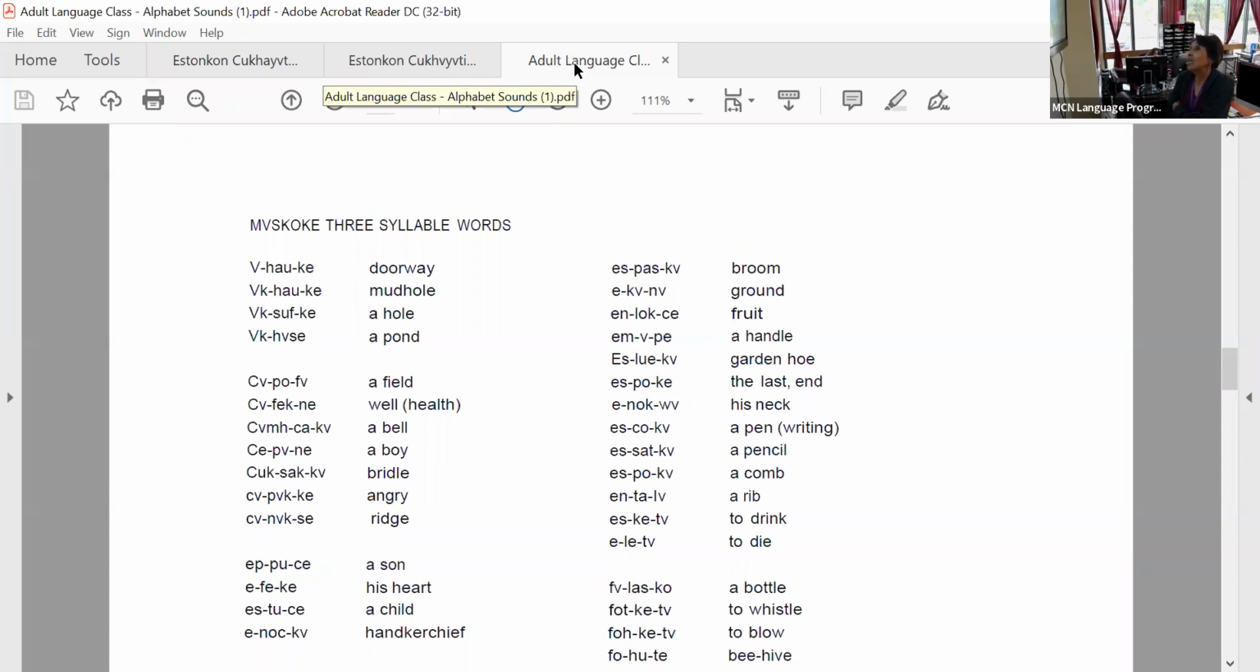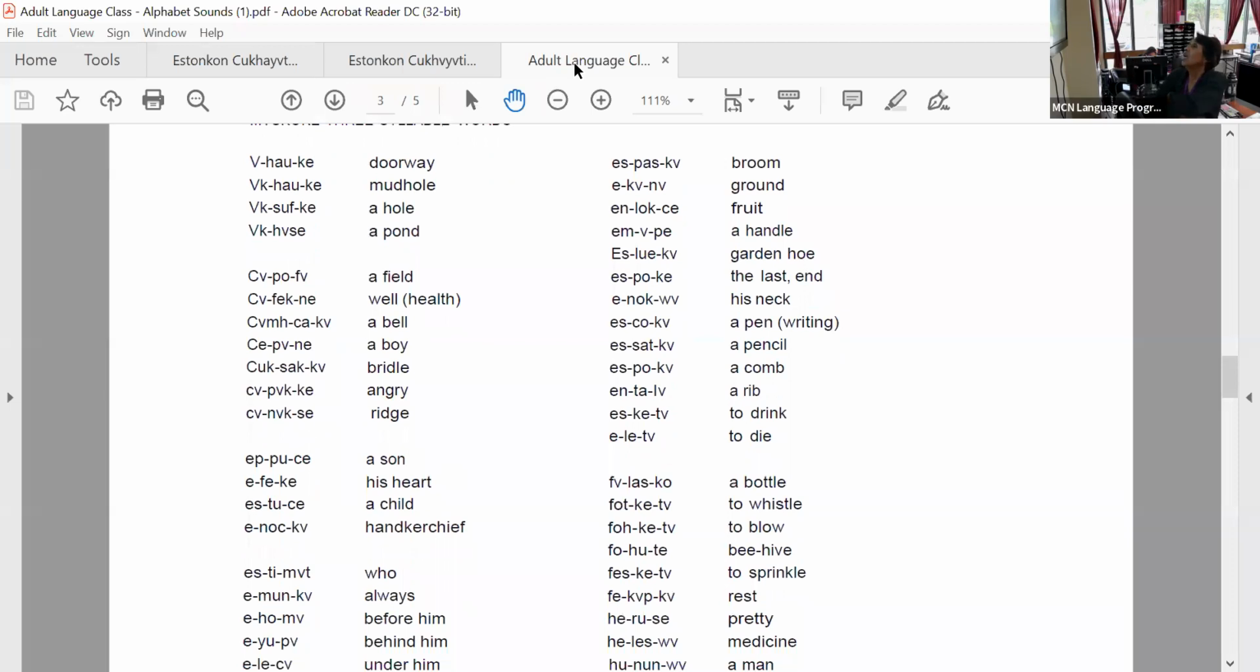Indala, rib. Now, indala can be a cow rib. Waga indala. Pig rib, shoka indala. Ribs. Go to a rib shack and say, shoka indala, and they'll look at you like you're crazy. To drink, iskida. To die, ilida. A bottle.